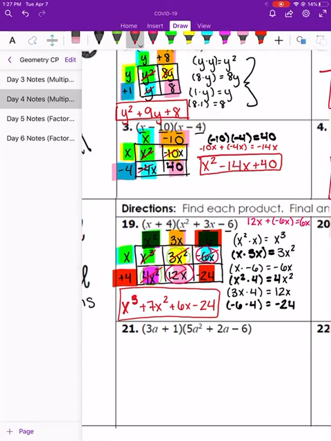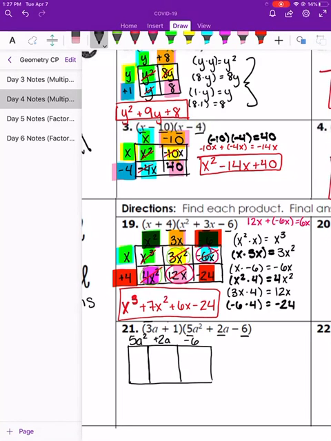So I'm going to hop on down to 21. Oops, sorry guys. Again, I put my longest one on top, so I see that I have 3 terms. So I need to make a box big enough for that. So 1, 2, 3. Those are not even. Oh well. So 5a squared plus 2a minus 6.